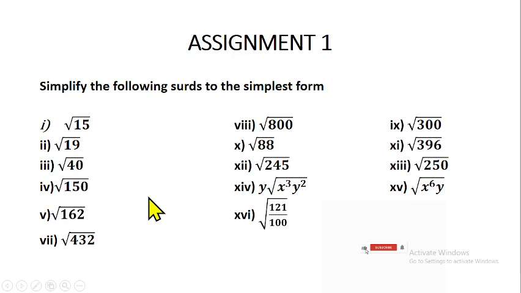Can we simplify surd 15 further? If you can simplify, give us the answer. If you cannot, then you tell us the answer.